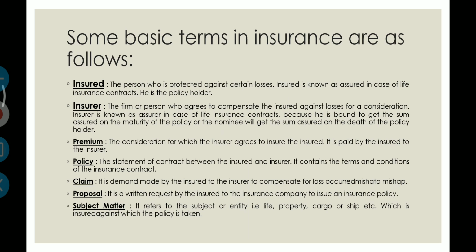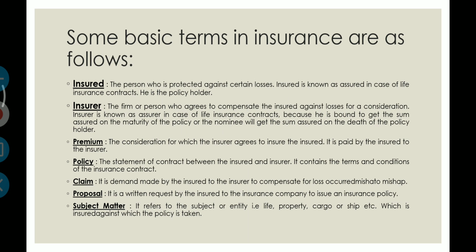Some of the basic terms in insurance are as follows. The very first term of insurance is insured. I've already said, the person who is protected against certain loss. Insured is known as assured in case of life insurance contracts. He is the policy holder. Why is it said insured in other forms and not assured? And why is it said assured in case of life insurance policy only?